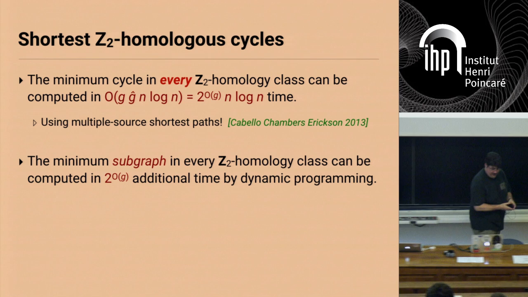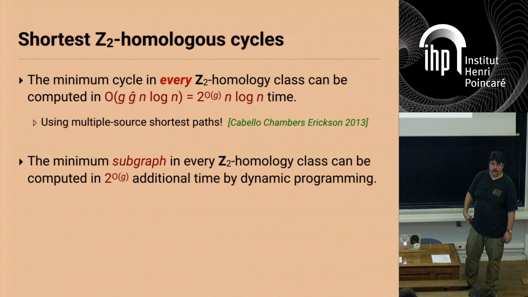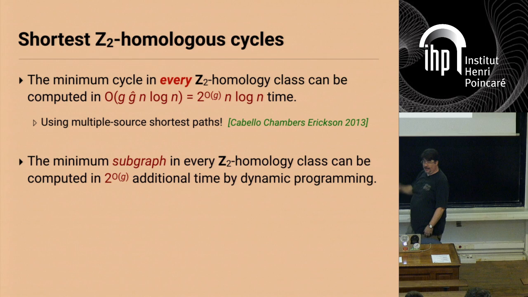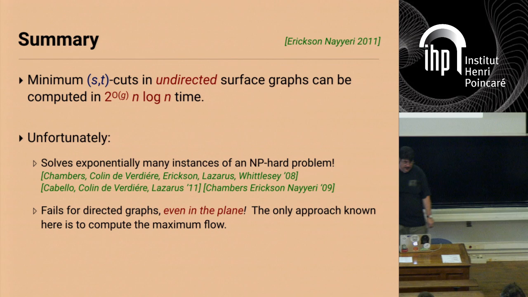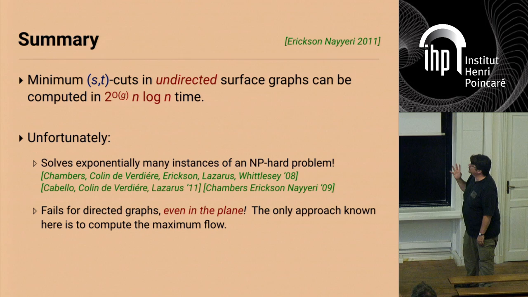And then there's some post-processing. In fact, the complexity of the post-processing, which I use to sew the various component cycles together into the minimum cut, doesn't even depend on n. I'm not going to go into the details of that. But the punchline is that I can compute minimum cuts in undirected surface graphs in time exponential in the genus times n log n.